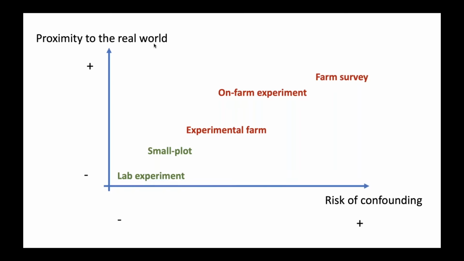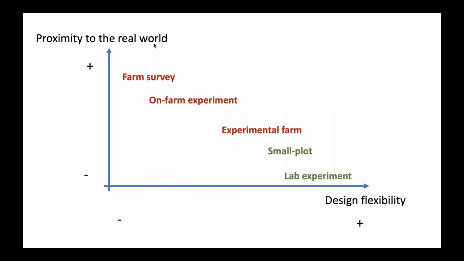So here I show a trend. Of course, there is some variability, but overall, we can probably say that experimental farms are closer to the real world than lab experiments and small plot experiments, but tend to be a bit less close to the real world than on-farm experiments and farm surveys. On the other hand, the risk of confounding is often higher in on-farm experiments and on-farm surveys because of relatively short time coverage, lack of randomization, inappropriate control, or even the absence of control in farm surveys.